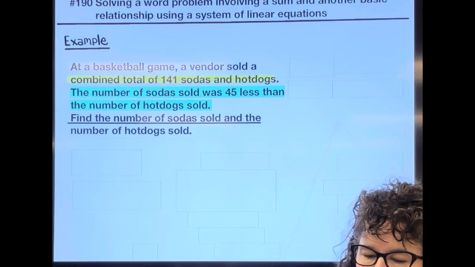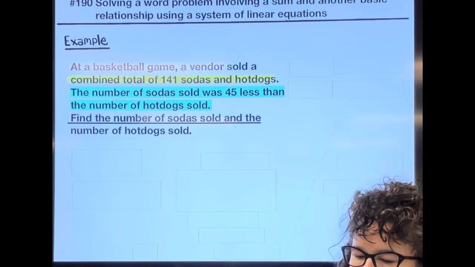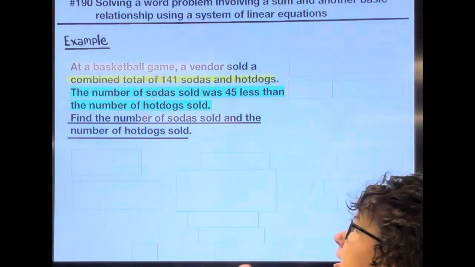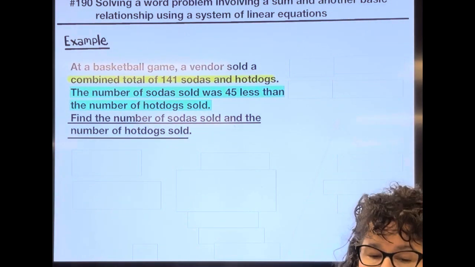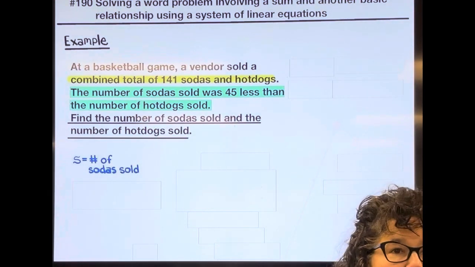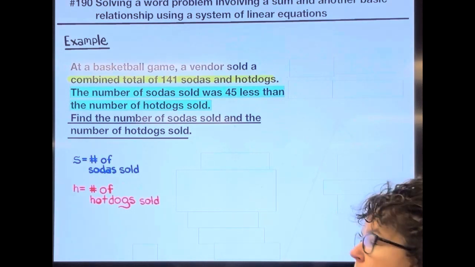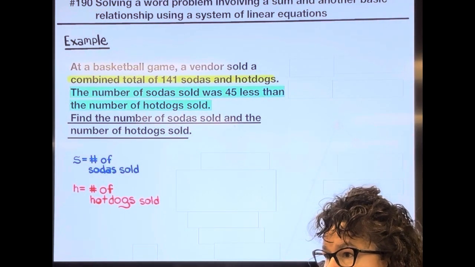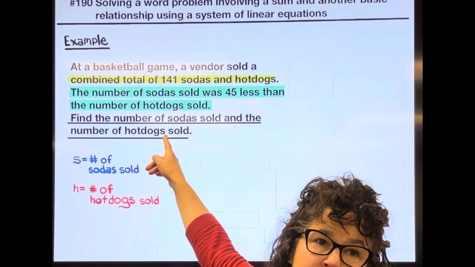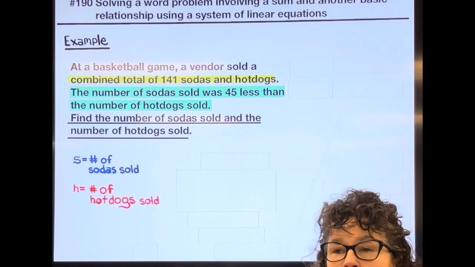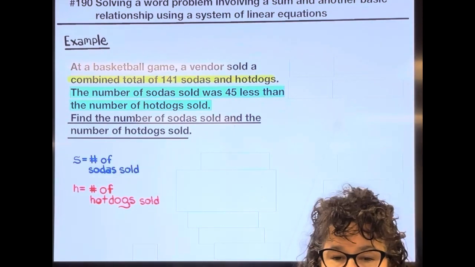I understand that sometimes you get lazy, and so do I, when it comes to defining your variables, but on the state test, defining your variables gives you an easy point. So I'm going to put down here that S is the number of sodas and that H is the number of hot dogs. Again, whatever it is we're trying to find, those become our variables. There are two things I want to find, so I'm going to ultimately write two equations.